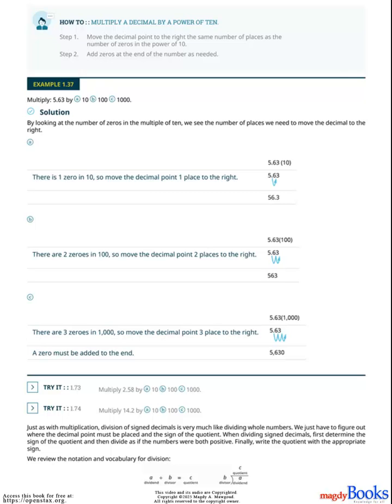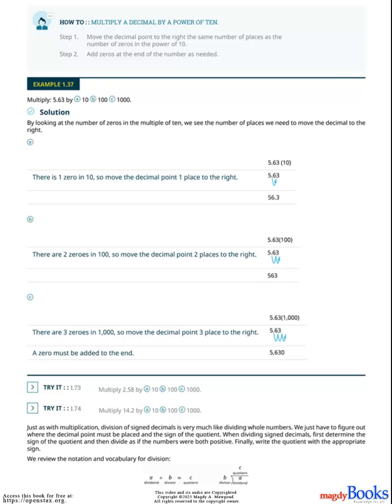Example 1.37. Multiply 5.63 by A. 10, B. 100, C. 1000. Solution. By looking at the number of zeros in the multiple of 10, we see the number of places we need to move the decimal to the right. A. 5.63 times (10). There is 1 zero in 10, so move the decimal point 1 place to the right.